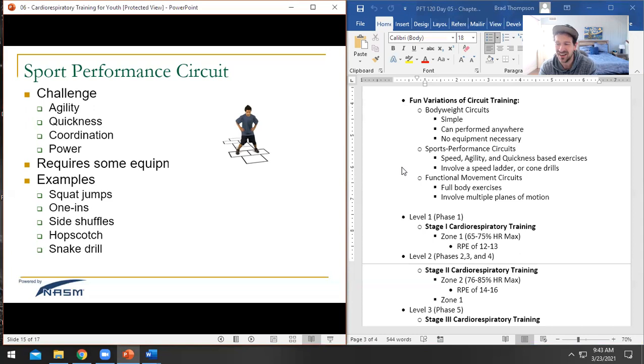So that's a fun little variation, right? Doing something like squat jumps into a speed ladder where you do one-ins, that's just one step in every part of the ladder. Going into a side shuffle from maybe cone to cone, back to the speed ladder, doing a hopscotch drill, followed by running through a snake drill. That would be super, super fun, right?